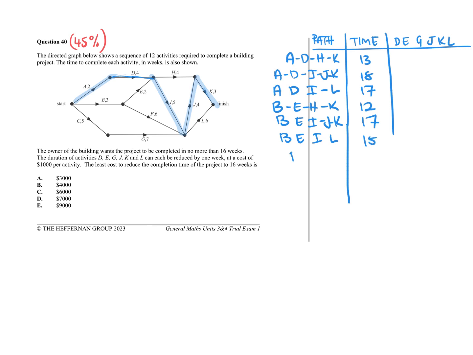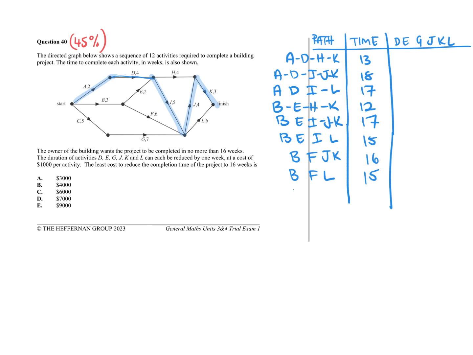Then I'm going to go with F now. B, F, J, and K, which is 16. Then I'm going to go B, F, and L, which is 15.